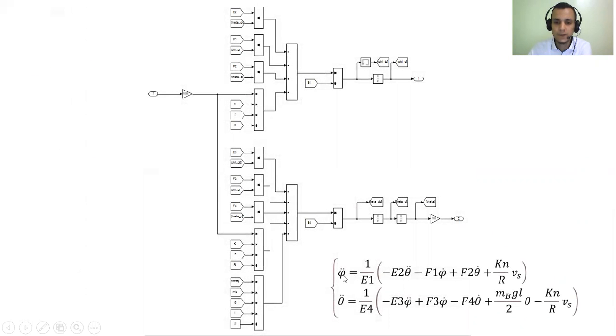Now we move on to the second equation. So phi double dot equals this formula divided by A1. The Vs is the input. Same thing goes with theta double dot. So that's phi double dot. We integrate it and we get the phi dot, which is the speed or the velocity of the wheel. Same thing here, the theta double dot, we integrate it, we get the theta dot, and we integrate it again, and we get the theta, which is the tilt of the robot.